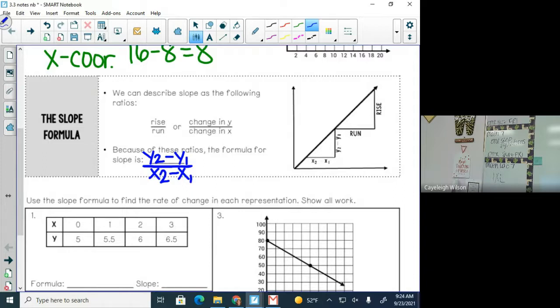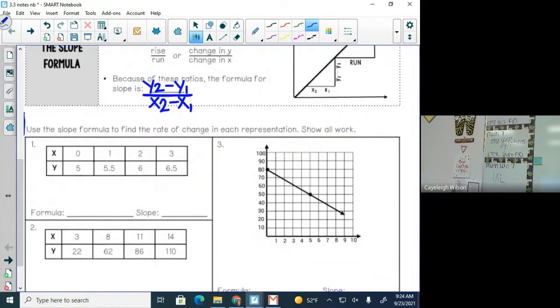Which one's harder? Wait, pre-algebra's harder. It's not like kindergarten's harder. Stop repeating your work wrong. That's the most annoying thing ever. Okay, guys, get it together. Come on.